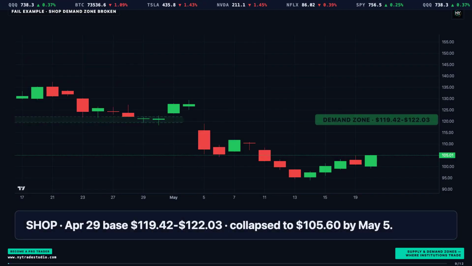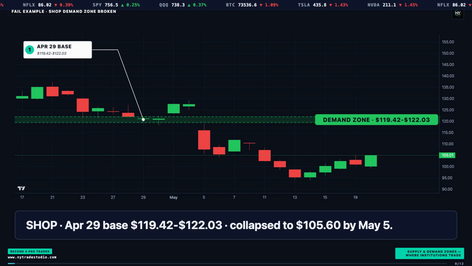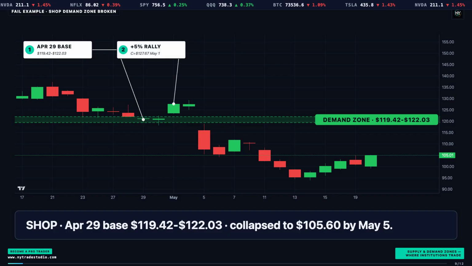But the rule doesn't always work. And if you don't know when to skip a setup, supply and demand will eat your account. So let's look at one. Shopify on April 29th. Clean base between 119.42 and 122.03, the same setup as the wins. Over the next 4 sessions, Shop rallied, closing at 127.67 on May 1st, then 127.55 on May 4th. That's a 5% move out of the zone, and the pattern looked legitimate. You would have been tempted to wait for the retest.